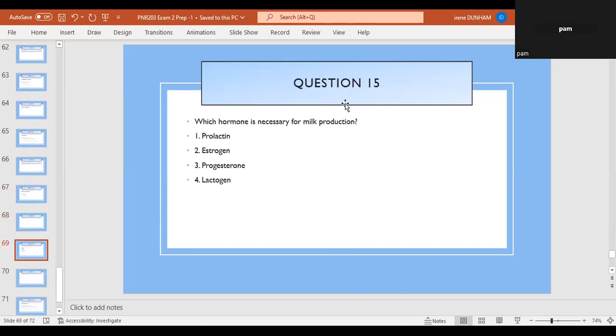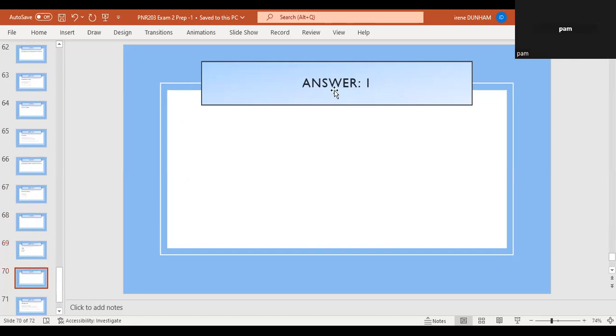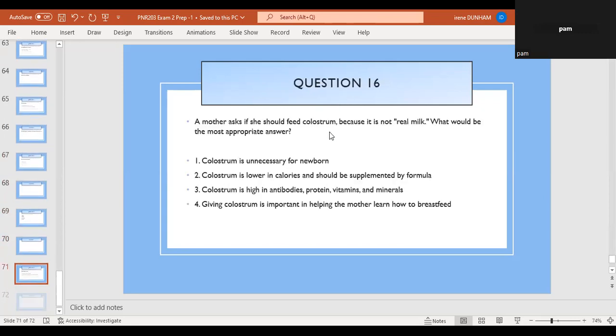Okay. Question 15. Which hormone is necessary for milk production? Oh, remember that? Is it prolactin, estrogen, progesterone, or lactogen? Which hormone? And we know that is prolactin because we studied that. So 15 is number 1. Let's see if I'm right. Yep, it's number 1. All right.